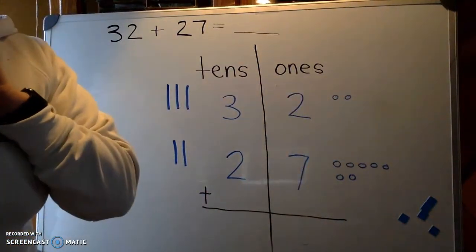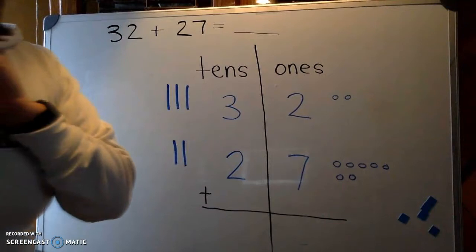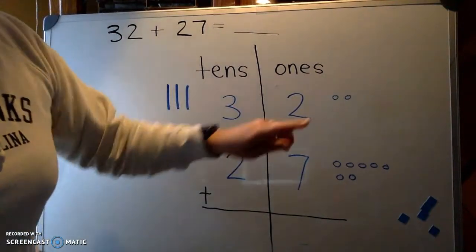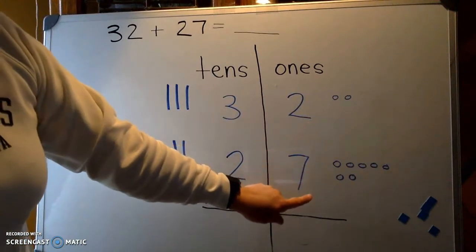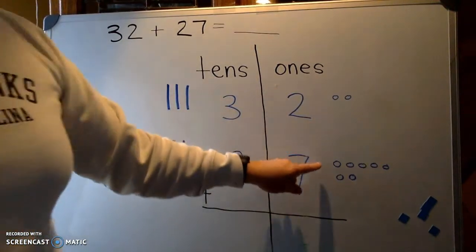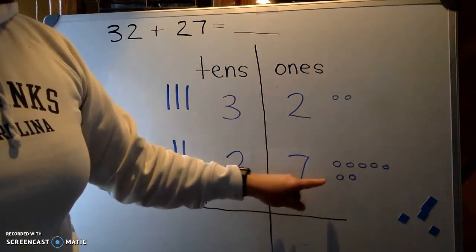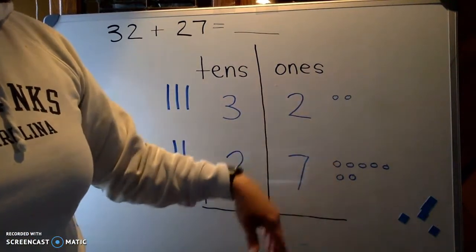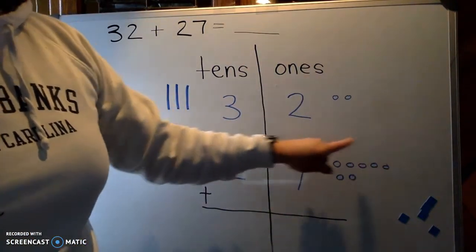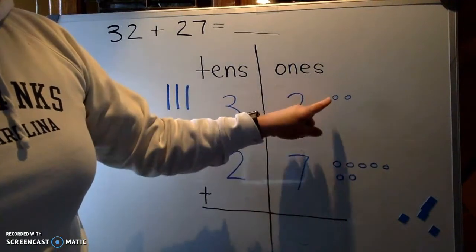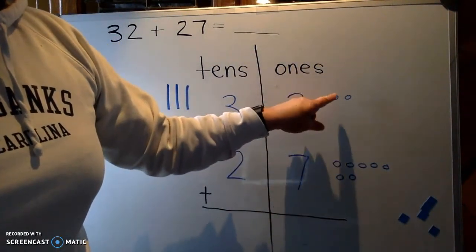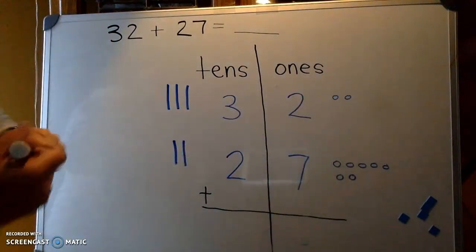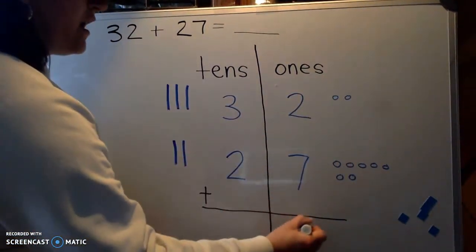Where are we going to start first of all? Yes, we're starting in the ones place. We're going to start over here and we're going to add 2 ones and 7 ones. And I'm actually going to pick the 7 because that's larger. Even though it's on the bottom, it doesn't matter which order we go in. I'm going to start with 7 and I'm going to count on 2 more. So I know this is 7, 7, 8, 9. 2 and 7 makes 9.